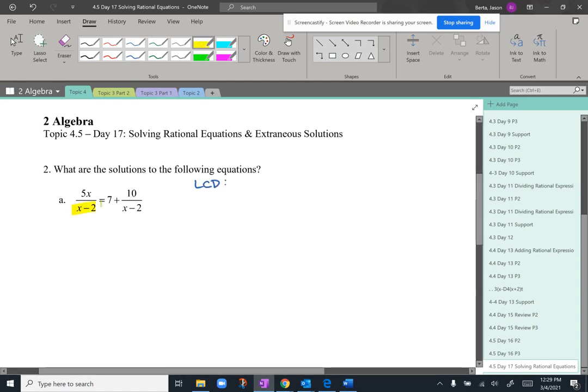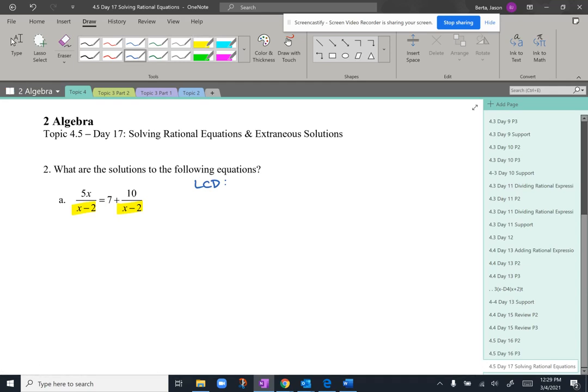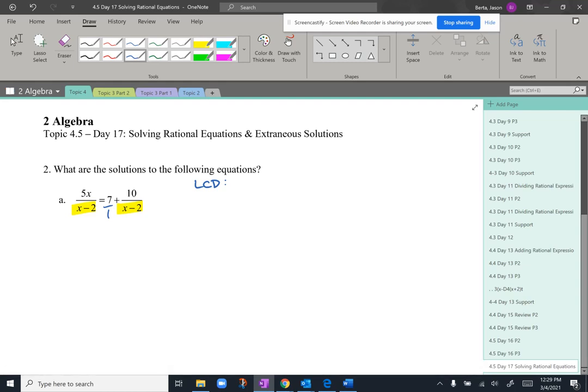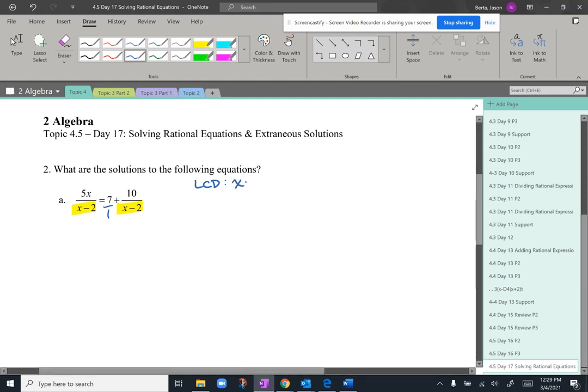Here, in the two terms that are fractions, I've got a denominator that's the same, x minus 2. And then the third term, it's just a constant. So I can always rewrite that as a fraction with a denominator of 1, and the denominator of 1 does not change the fact that the least common denominator here is x minus 2.